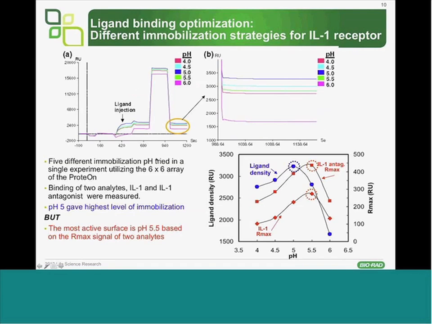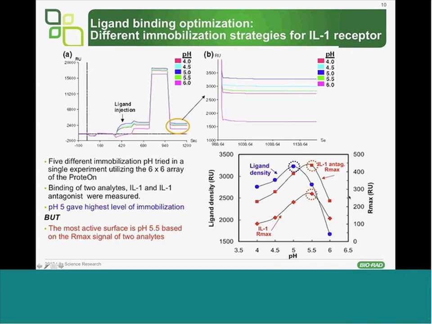We have an advantage in the Proteon that we have 6 surfaces. So you can utilize the 6 surfaces in order to optimize our binding conditions. And here's an example of binding conditions of IL-1 and IL-1 receptor. What you can see here in the plot on the left side is the ligand density versus the pH, and on the right side you see the Analyte Rmax.